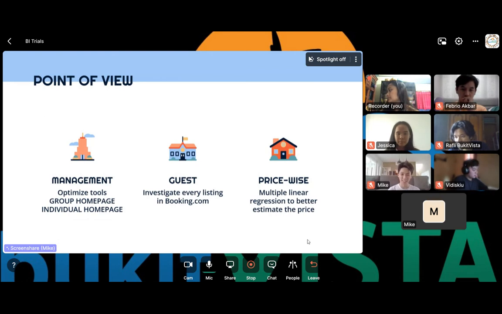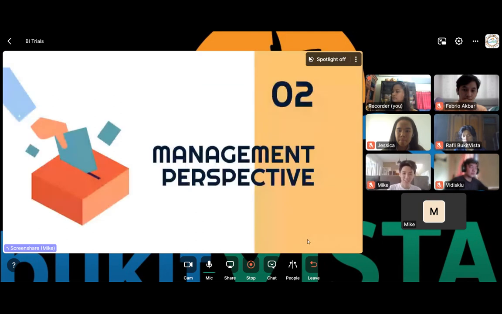The second one is from the guest side. My approach is that I did an investigation, just like a guest, in every listing of Bukit Vista on Booking.com. And the last one is about price-wise. I would say it's more like a combination of the management side and the guest side. My proposed project is to conduct a multiple linear regression to predict the price and to get a better estimation.